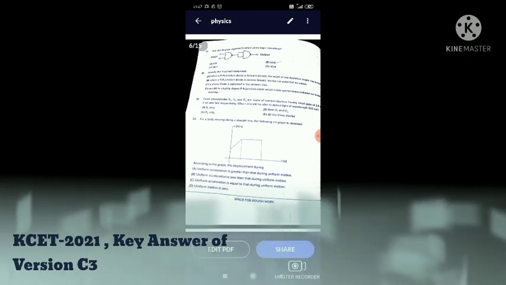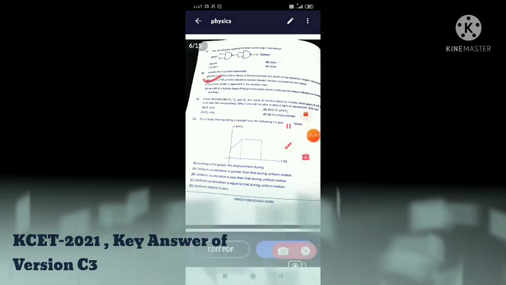Here the correct answer is answer option B. Next we will move to the next 18th question. Identify the incorrect statements. Here incorrect statements, right option is option B. Next we will move to the 19th question.